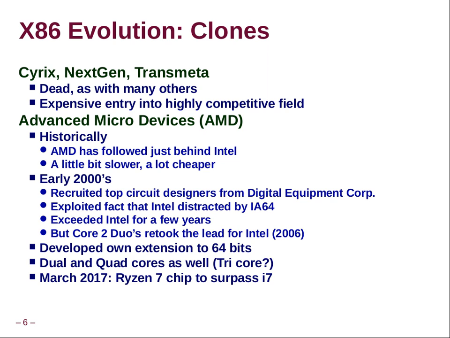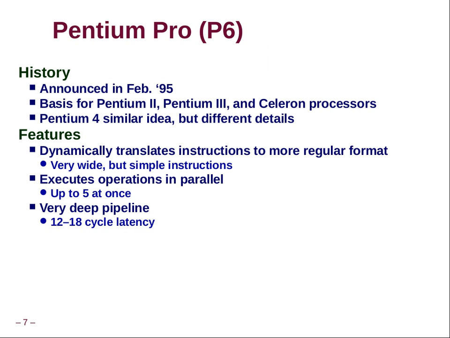But AMD took their old designs and started upgrading from there, and they basically had two paths competing against each other ever since. And it's gone back and forth. Oh yeah, maybe the slide isn't that old, 2017? So Ryzen 7 chip to surpass the i7 in certain situations. So there's some good competition. And if you look out there, in general, AMD is cheaper than Intel. And right now it doesn't have the Meltdown problem.